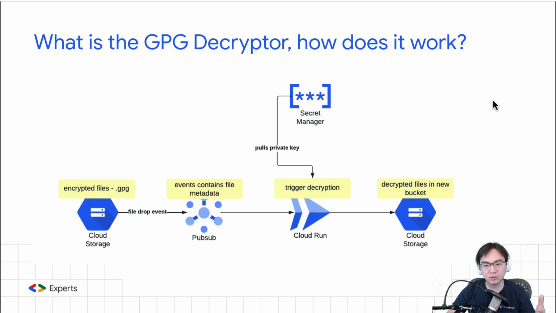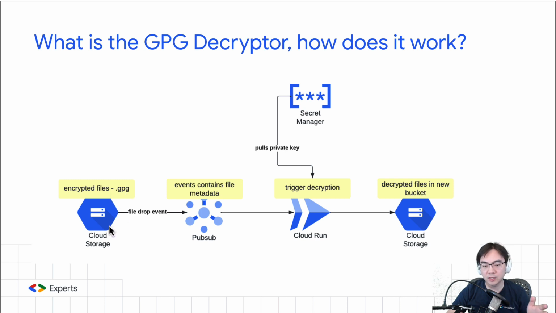So now let's look into the design. What is the GPG decryptor and how does it work? Let's look at the diagram from the left to the right. To start with, you have a bucket which has the encrypted files. These end with the .gpg extension.